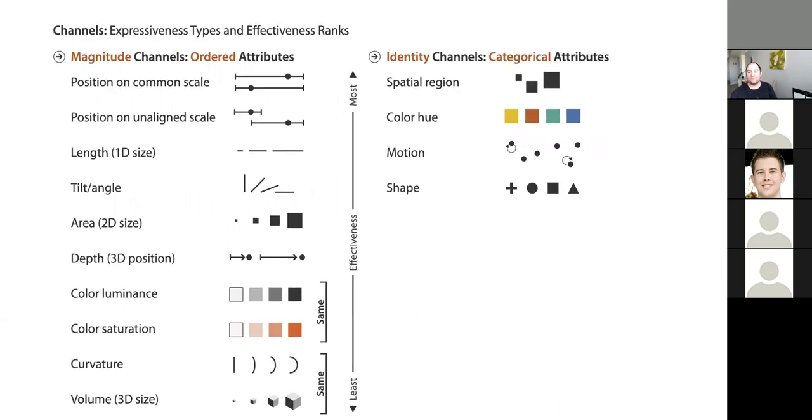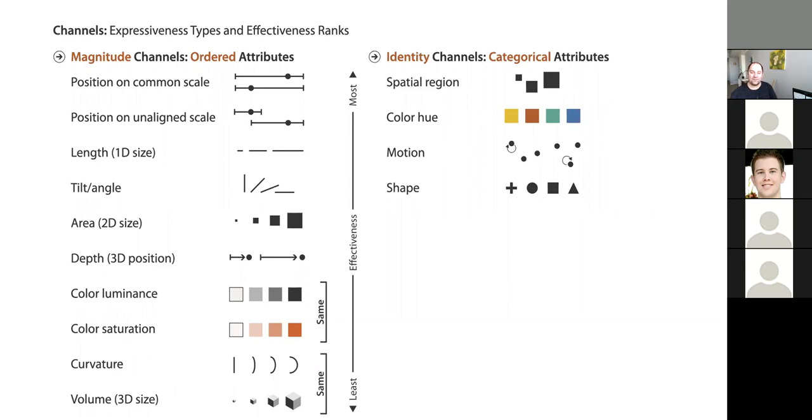And this is from the textbook by Tamara Munzner, which, by the way, has a really good treatment of this whole topic. This chart tells you what the different channels are, both for magnitude and identity, and how effective they are. It's ranked from the most effective to the least effective.